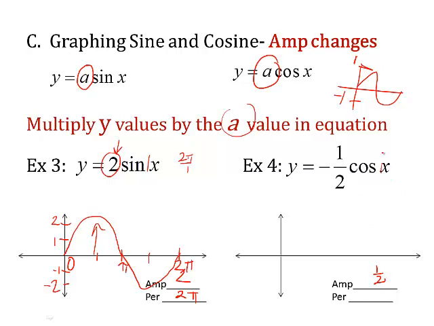On this example, example 4, the amplitude, remember absolute value of a is positive 1/2. Period is, the b is a 1, so the period is 2 pi divided by 1, or 2 pi. So again, same x values as your parent function on this.